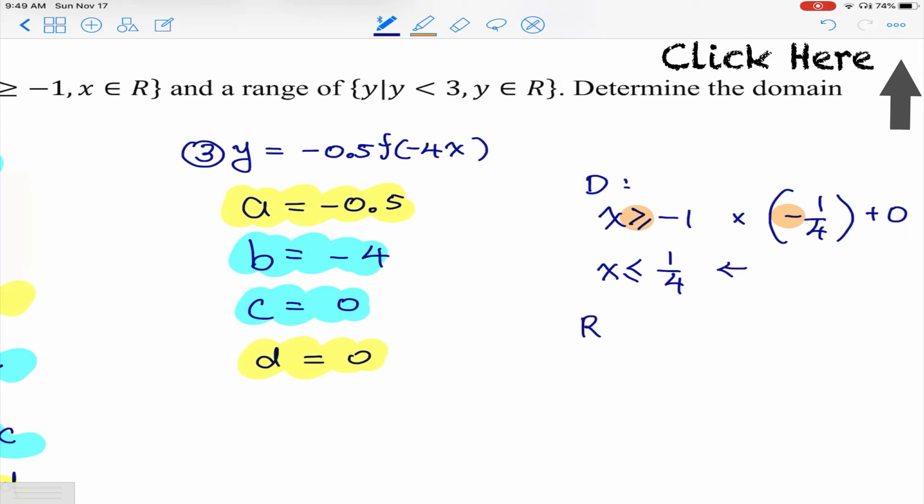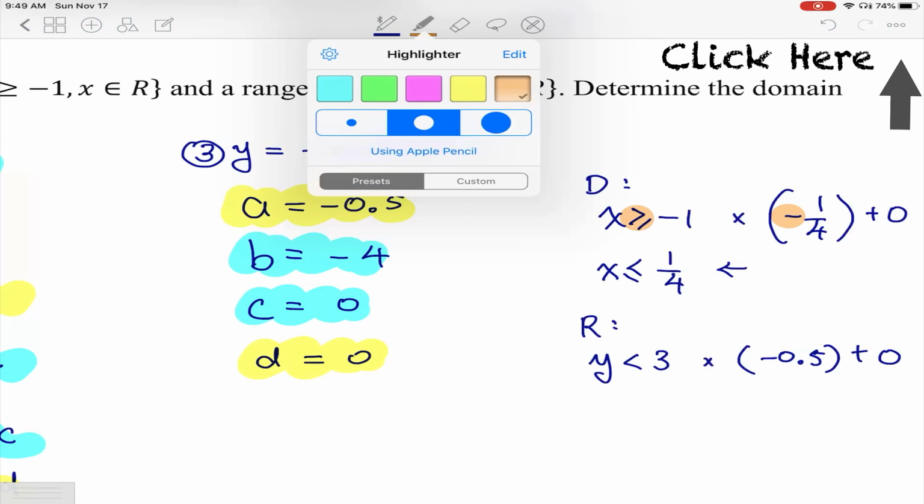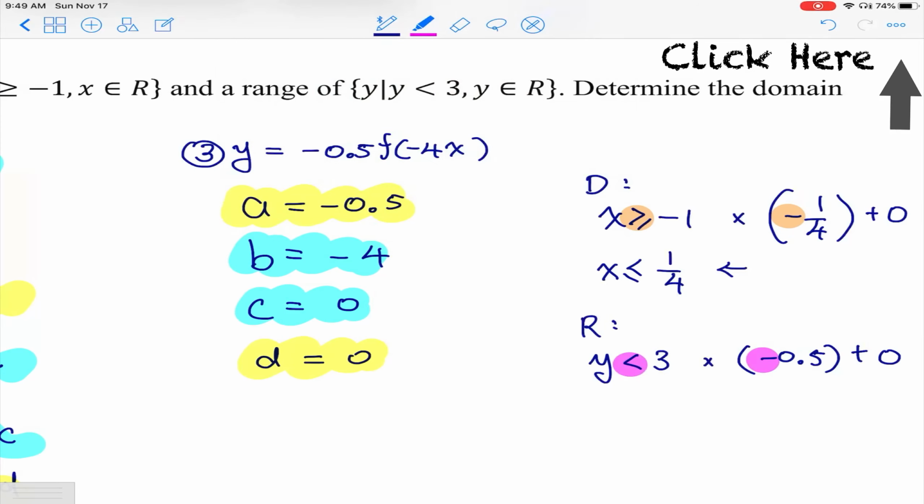Same thing goes for the range, where we have y less than 3, and this is now multiplied by -0.5, which is the a value, plus 0, which is the d. The negative, which I will highlight in pink, again affects the opening direction of the inequality. It opens to the opposite, so y is now greater than instead of less than, and you multiply the 3 by negative 0.5, so we have negative 1.5. So our new domain is x less than or equal to 1 over 4. Our new range is y greater than negative 1.5.